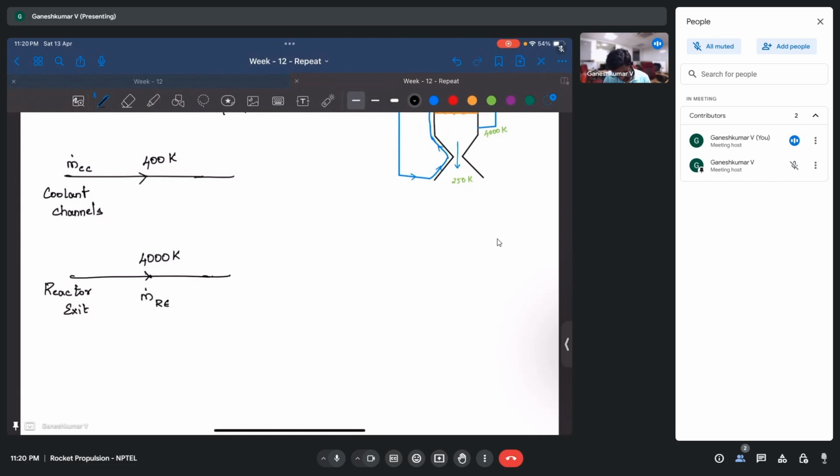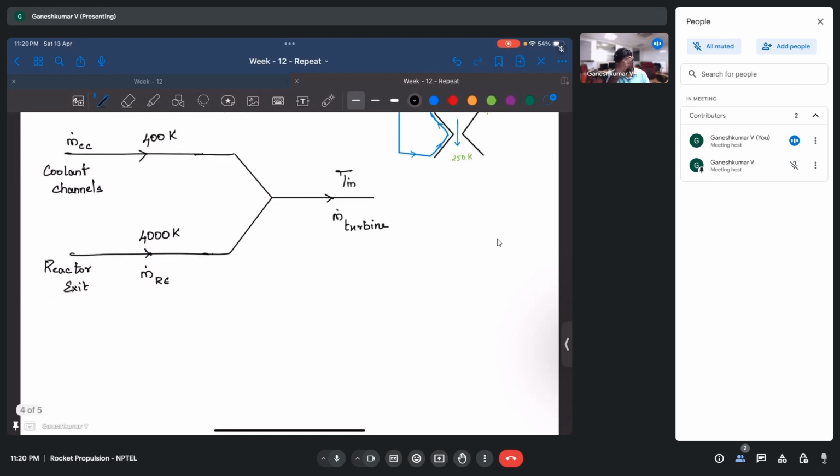Okay, so there is some m dot of Re coming, m dot of Cc coming, and what we are doing is mixing these two. I'm just drawing these as lines. I'm mixing these two, and what I'm getting is m dot turbine. So this is the mass flow rate with which the gases get into the turbine, and the temperature is some T. So this is what we have.